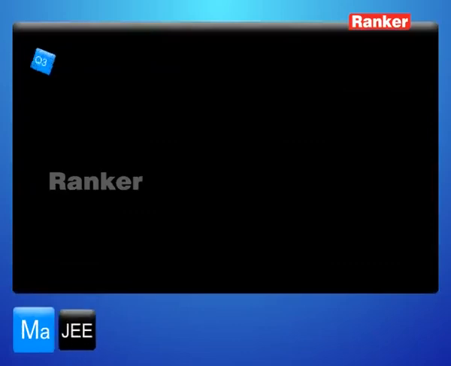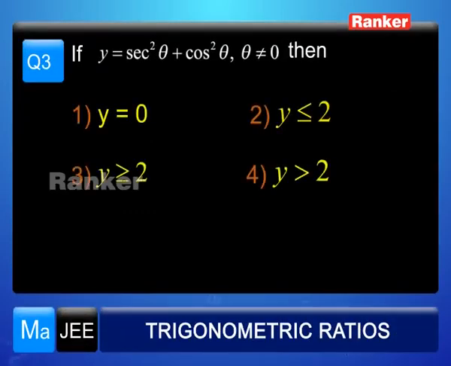Let's move to the next question. If y is equal to secant square theta plus cos square theta, theta not equal to 0, then y is: first option, 0; second option, y less than or equal to 2; third option, y greater than or equal to 2; fourth option, y strictly greater than 2.